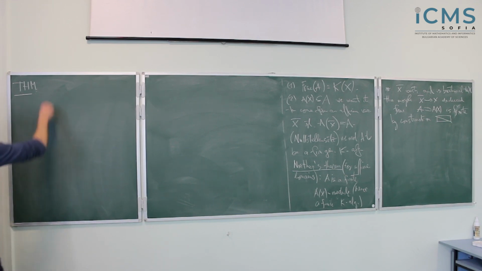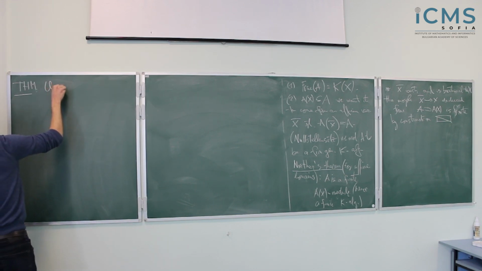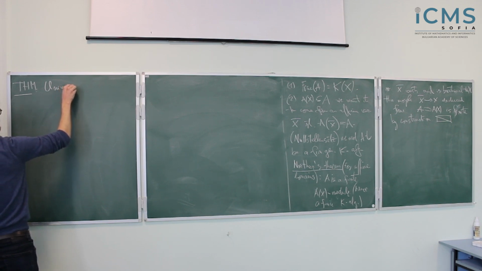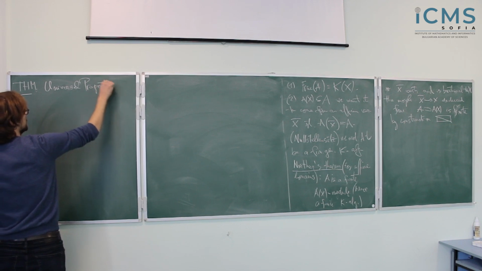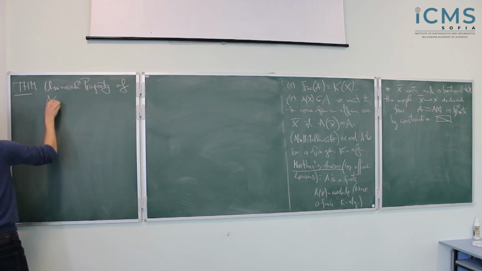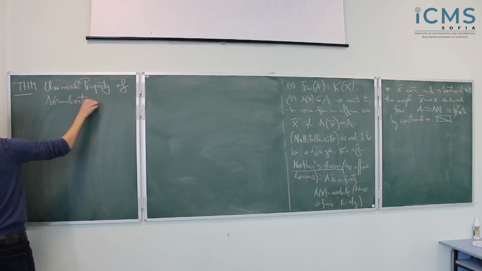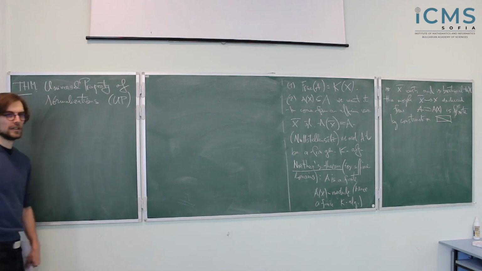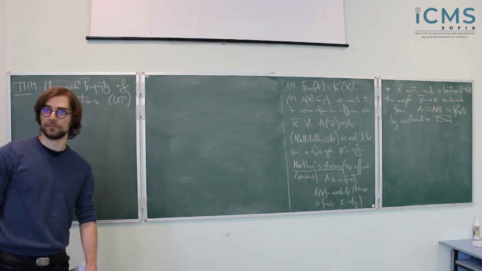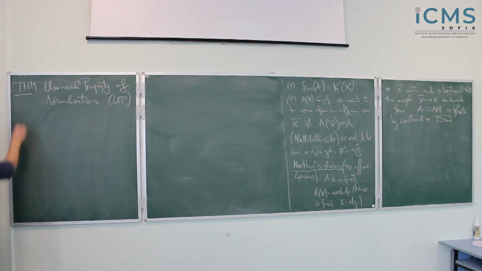Okay, so the term I want to work with is the universal property of normalizations. So I'll just abbreviate it with UP, universal property. Okay, and this comes in two parts.